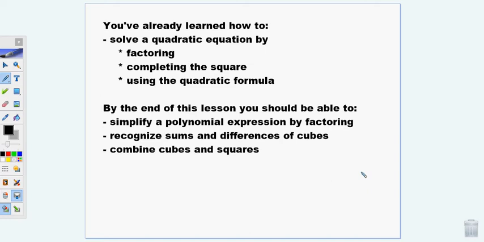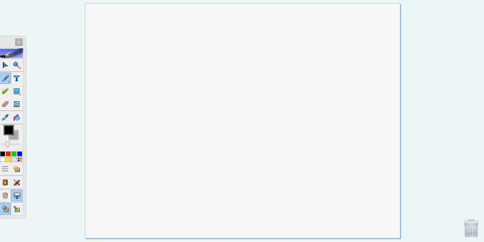By the end of the lesson today, you should be able to simplify a polynomial expression by factoring. You need to be able to recognize the sums and differences of cubes, and you need to be able to combine cubes and squares. We're going to start by reviewing what we talked about when we talked about squares.